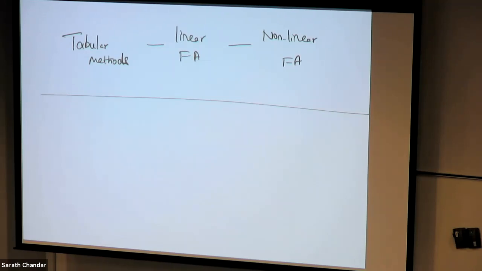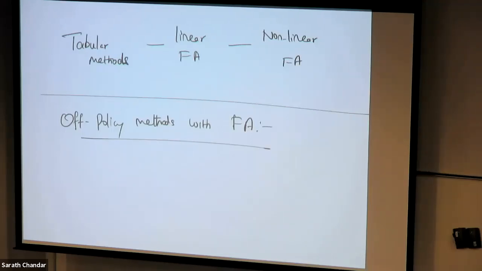Now for the rest of today, we're going to talk about off-policy methods with function approximation. In terms of extending a tabular off-policy method to something with function approximation, the extension is trivial. All you have to do is take the update function. Instead of updating the row in the table, you're going to update the weights of the parameters. It could be a linear model or it could be a nonlinear neural network.